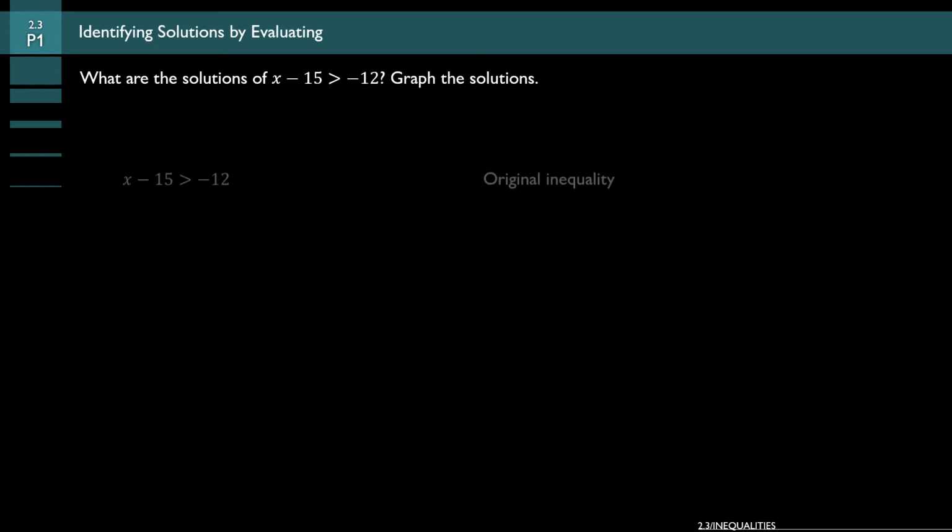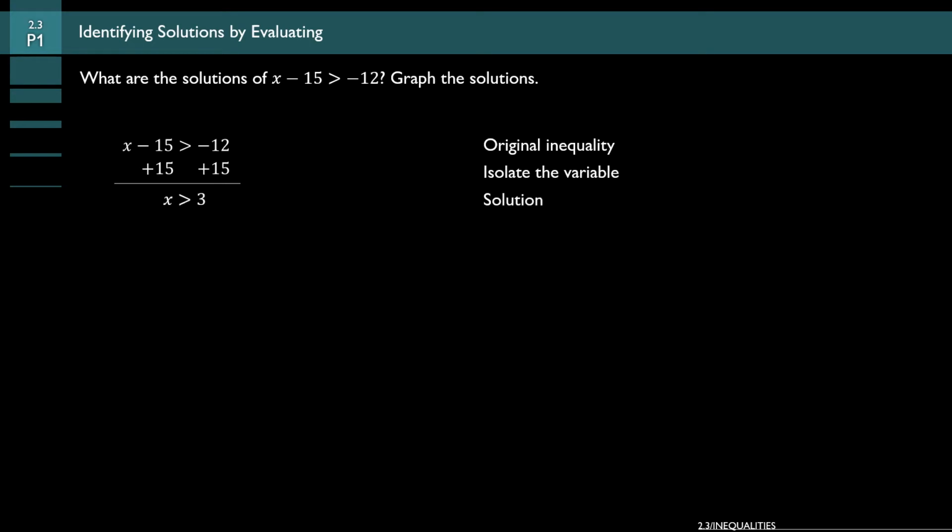As always, let's start off with the original inequality. x minus 15 is greater than -12. The entire point of this, just like with equations, is to isolate the variable. Since we have 15 being subtracted from x, we want to add 15 to both sides. When we add 15 to both sides, we end up with x is greater than 3. Now, before we move on and graph and finish off this problem, we want to make sure that this is an actual solution to the problem.